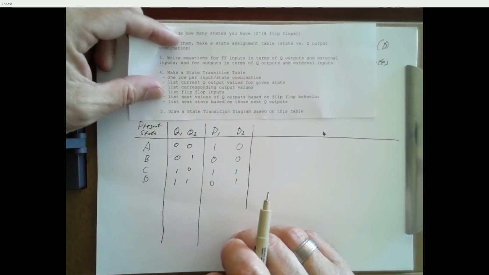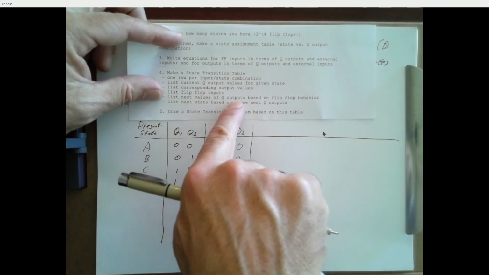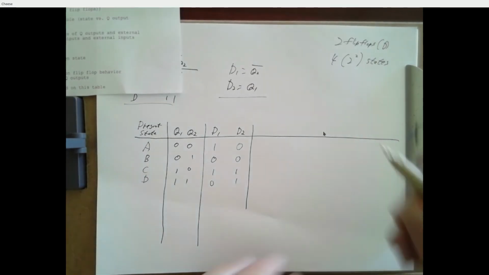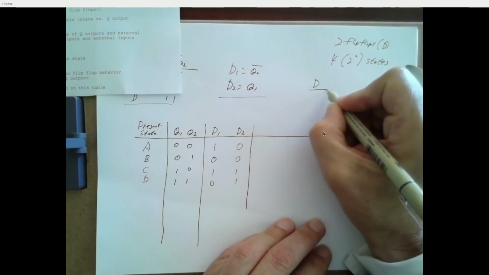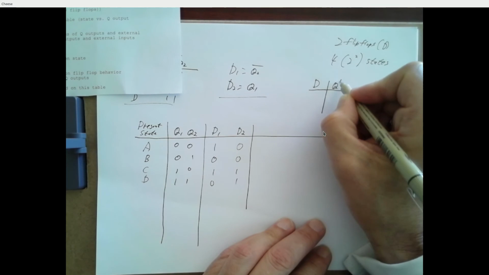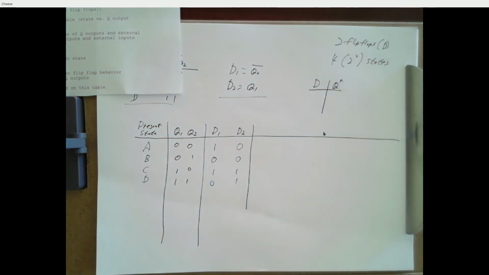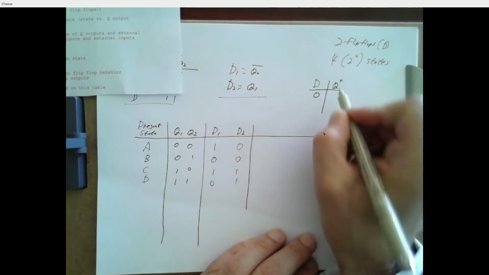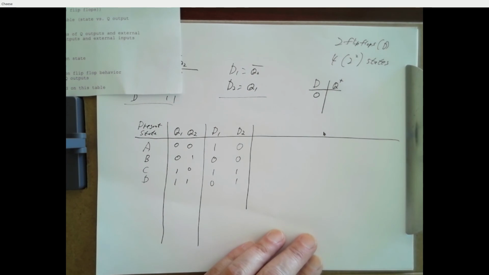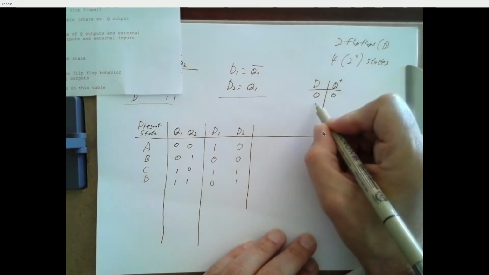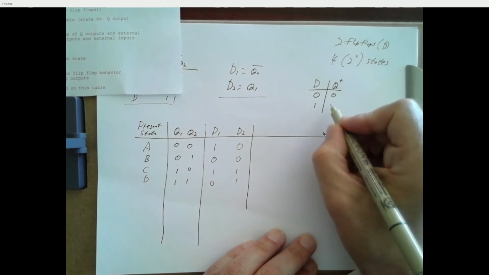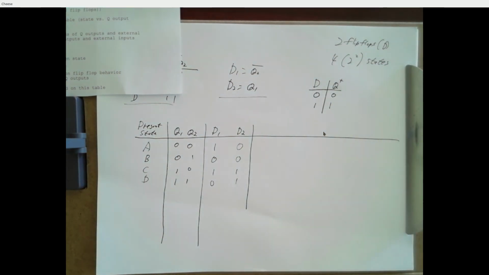All right, now here's possibly the trickiest step. List the next values of the Q outputs based on flip-flop behavior. So we've got to know what these flip-flops do. So let's make a table for a D flip-flop. And remember, we're only interested in what happens when the clock ticks. So if D is equal to 0, what's the new value of Q after a clock tick? 0. And if D is a 1, it's a 1. Right? That makes D flip-flops the simplest ones to work with. The output just matches whatever the input is.